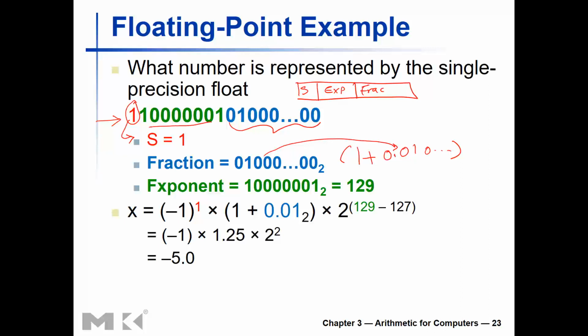This is the exponent. I have to remove the bias, and the bias to be removed is 127, so it is 129 minus the bias, which is 127. Okay, so let's evaluate the number. Minus 1 because it's a negative number, times 1 plus the fraction, which is right here, times 2 to the 129 minus 127. And that gives me, if you do the math, minus 5.